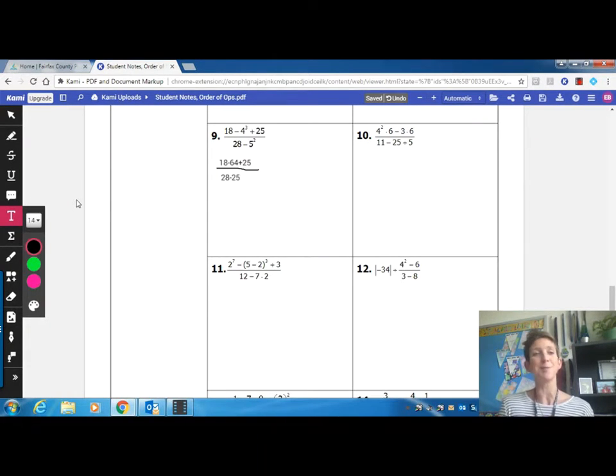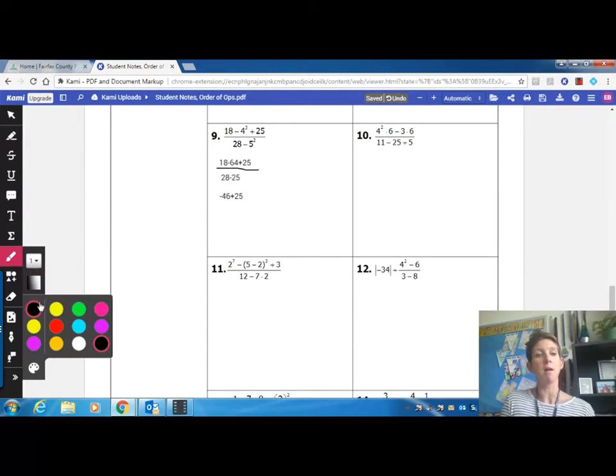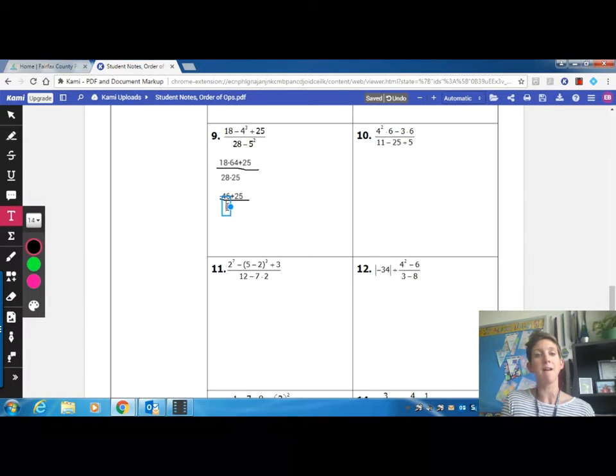Again, we're working from left to right. So 18 minus 64 is negative 46. I'm going to write plus 25. I'm going to draw my fraction bar. Again, that means division. And then underneath that, 28 minus 25 is 3.